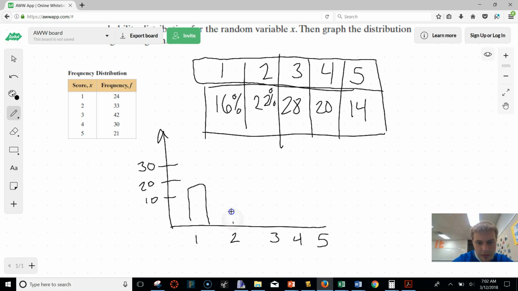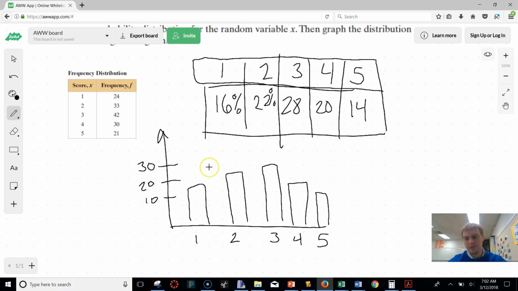2 would be up here at 22. 3 would be up here at 28, so almost at 30. 4 would be down here at 20. And then 5 would be down here at 15. And there's my rough sketch histogram. That's not very good, but that's okay. But that's basically how you create a probability distribution.